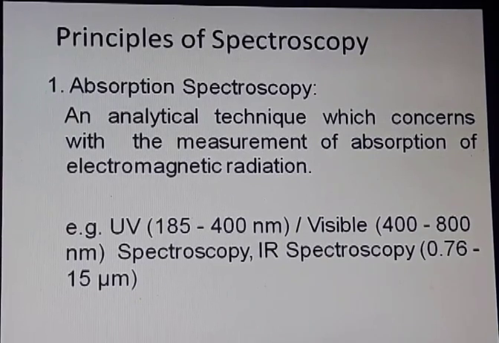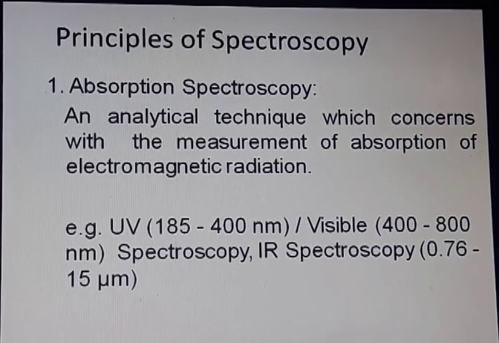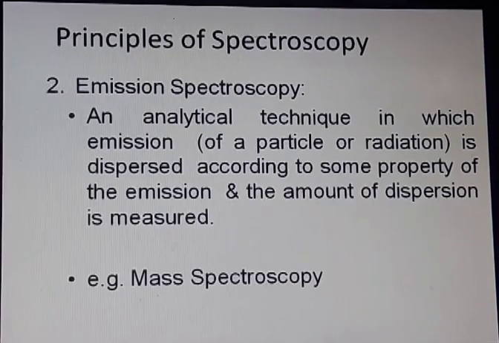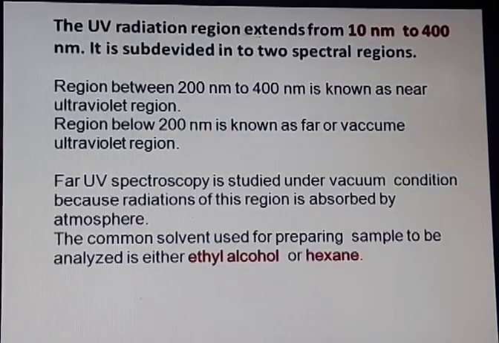There are two principal classes of spectroscopy. First is absorption spectroscopy, an analytical technique which concerns with the measurement of absorption of electromagnetic radiations. UV visible and IR spectroscopy are the example of absorption spectroscopy. Emission spectroscopy is an analytical technique in which emission is dispersed according to some properties of the emission and the amount of dispersion is measured. Mass spectroscopy is the example of emission spectroscopy.